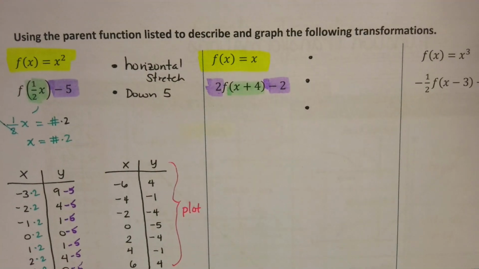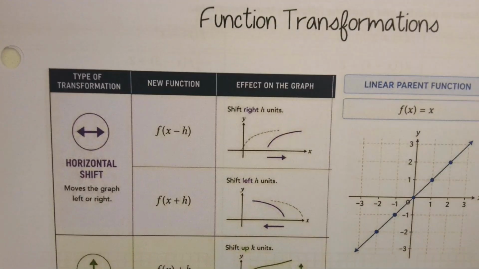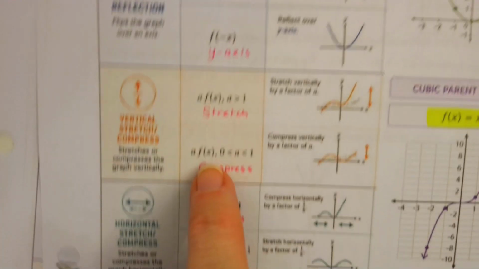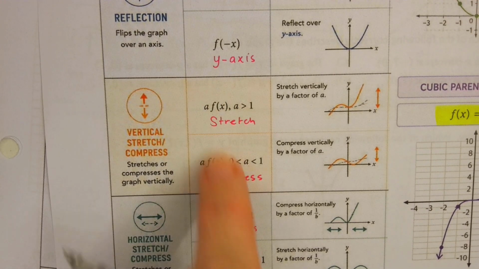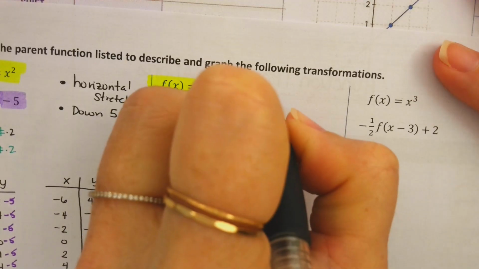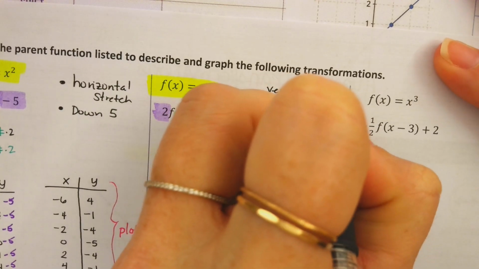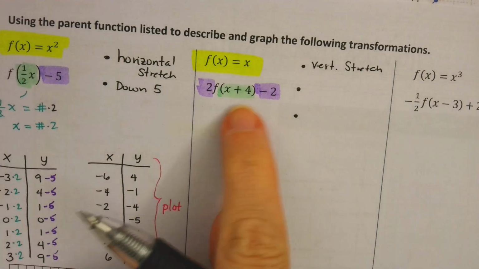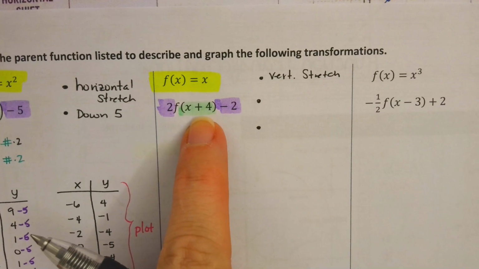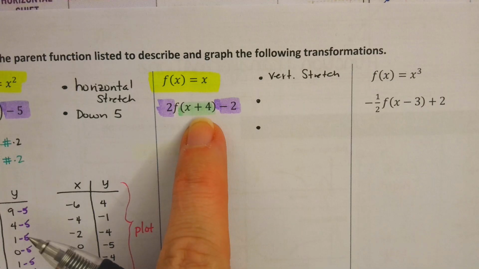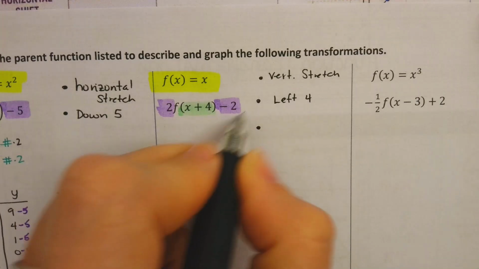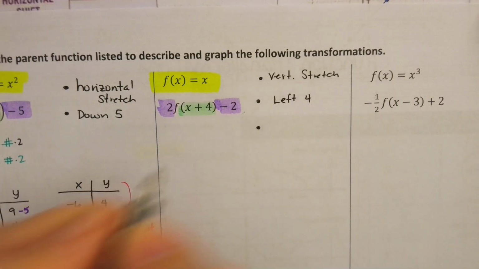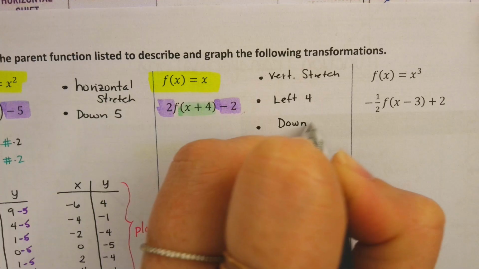Let's start with the 2 out front. The 2 that's being multiplied by the function. That's some sort of vertical stretch or compress. Which one would it be? Stretch? It's a stretch. Vertical stretch. Okay. The plus 4, this was an H. We had those yesterday. What would a plus 4 do inside the parentheses? Left 4. And then the minus 2, not in parentheses, would be down 2. That was like K. We had those yesterday.